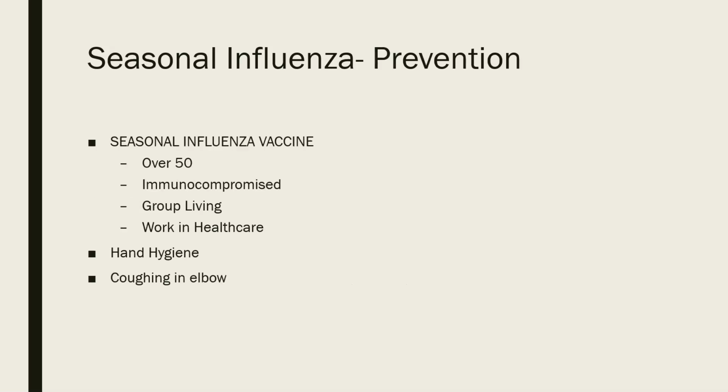So these are all things that we all know. Seasonal influenza prevention. Seasonal influenza vaccine should be given to those over 50, the immunocompromised, people who live in groups such as in dormitories or prisons or nursing homes, or those of us who work in healthcare. Other ways of preventing are hand hygiene and coughing into your elbow.